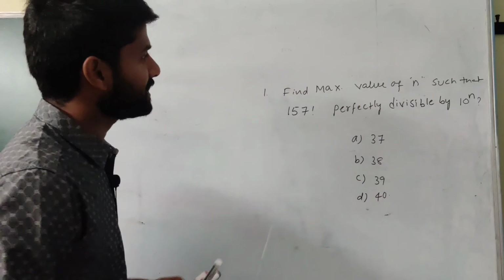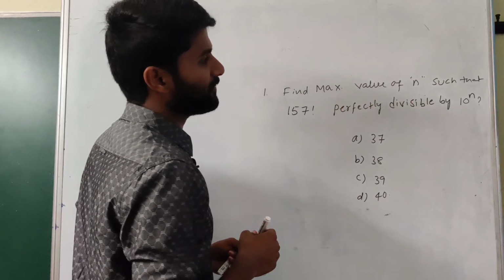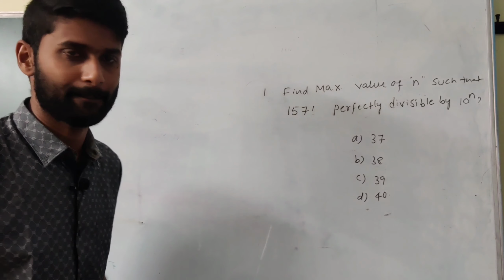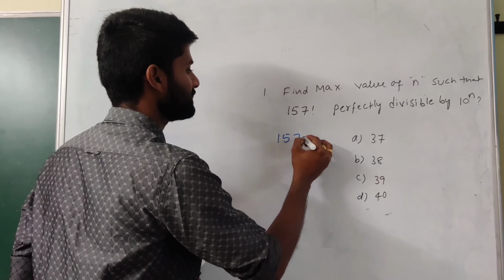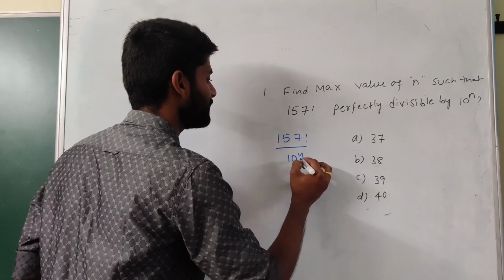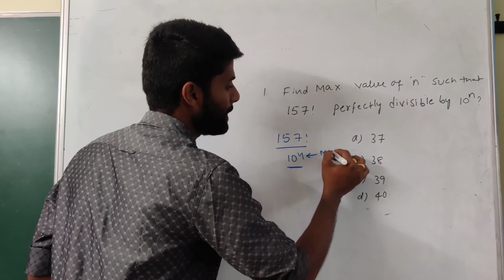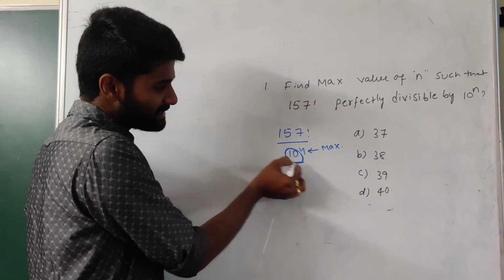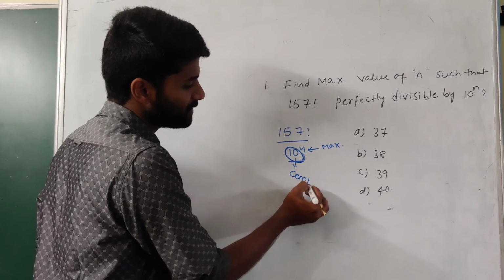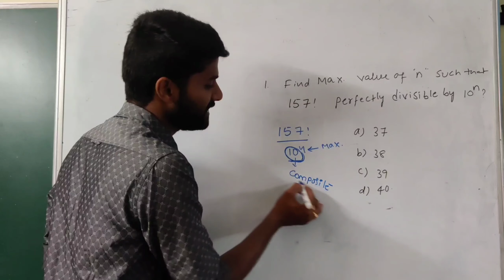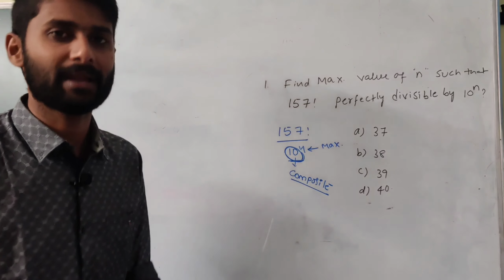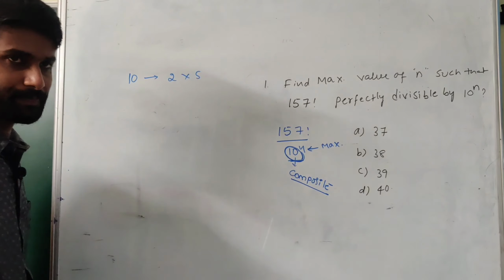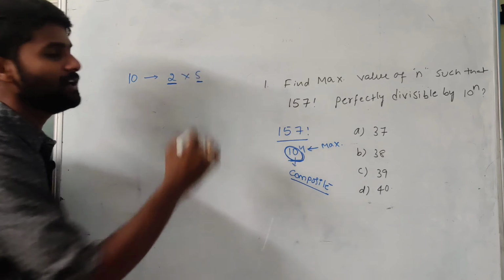Clear? Okay, let's see the first question. Find the maximum value of n such that 157 factorial is perfectly divisible by 10 power n. Here the question is: if 157 factorial is perfectly divisible by 10 power n, what is the value of n in the maximum power? Okay, see, if we focus on 10 power n, 10 is a composite number. If a composite number is given, convert the composite into prime numbers. So 10 can be written in terms of 2 into 5. So focus on the 2 power value and 5 power value.